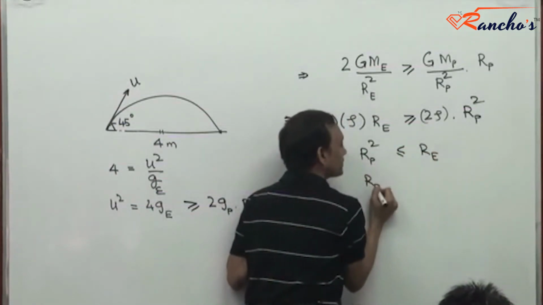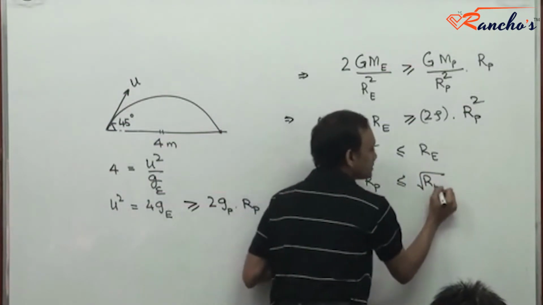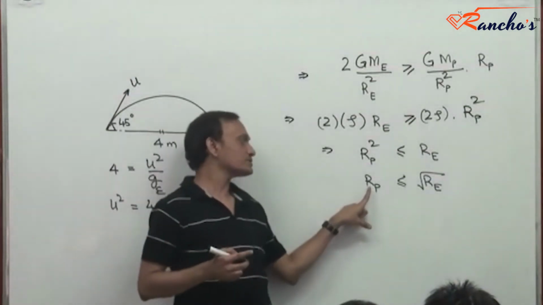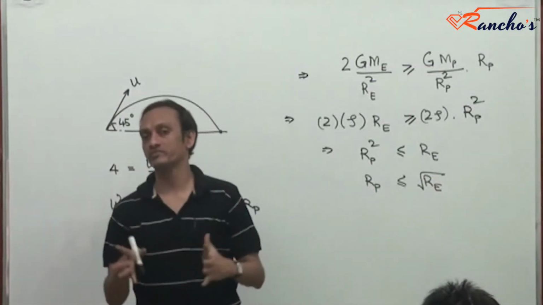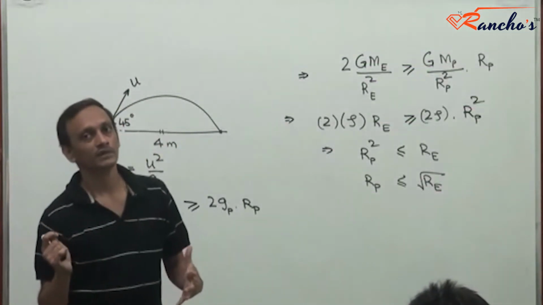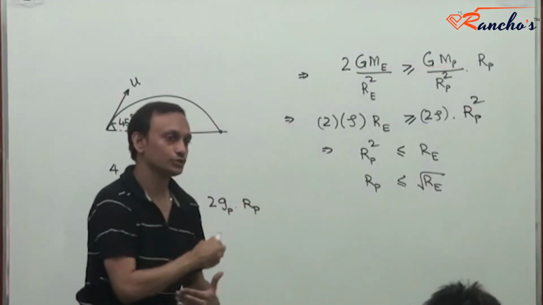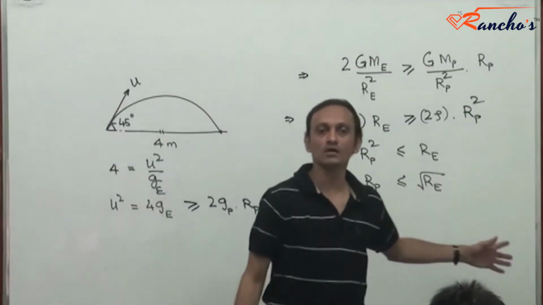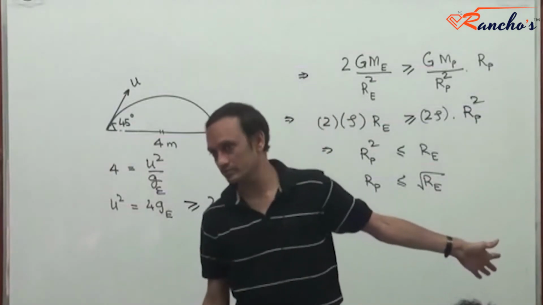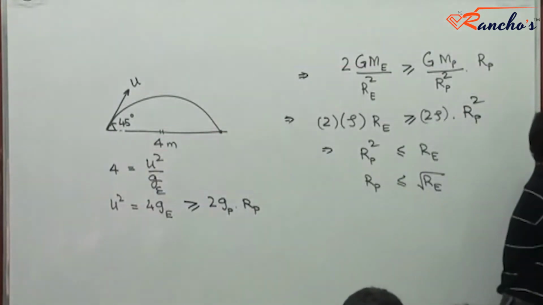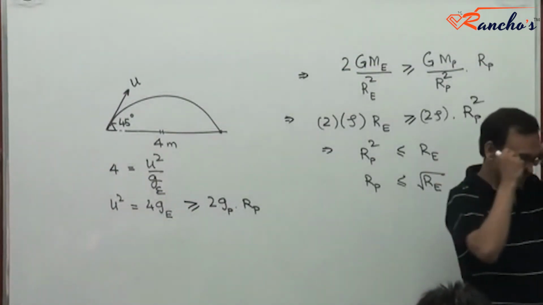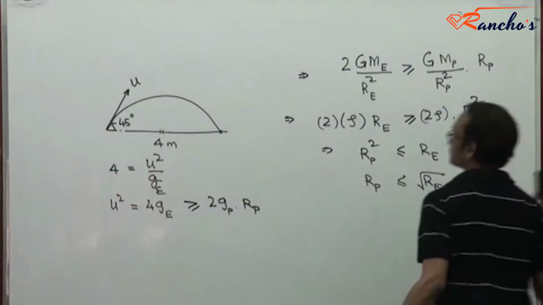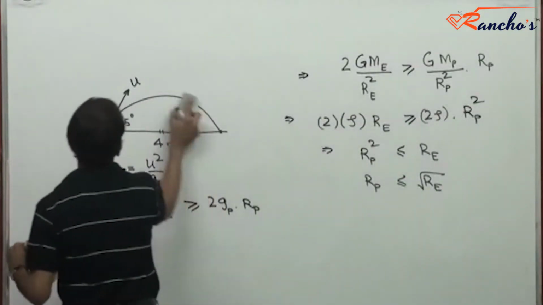That means the maximum Rp is root Re. So if the radius of the planet does not exceed the square root of the radius of the earth, then he can launch a particle to escape the gravitational field of the planet, right? That is the requirement. And the radius of the earth is 6,400 kilometers. Not that you have to remember the radii, etc. In a typical exam, no one would expect you to remember the radius. So that was problem 5.